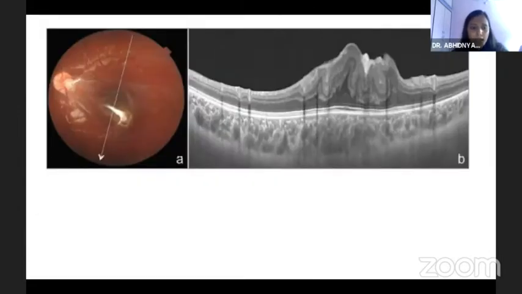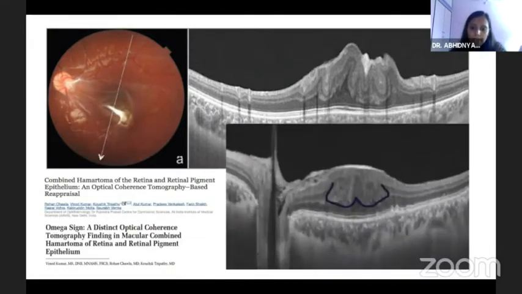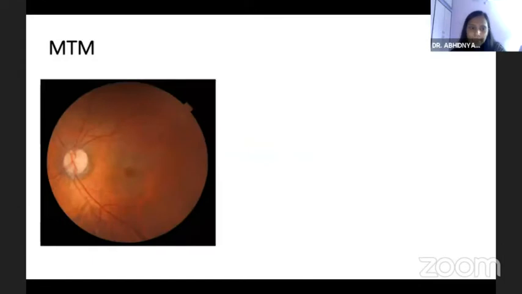Now, suppose that there is a young patient who comes with ERM, and the OCT shows such a picture where there is inner retinal distortion and hyperreflectivity present in the form of a sawtooth appearance and bounded by the outer plexiform layer. This has been termed as omega sign and is a feature of combined hamartoma of the retina and retinal pigment epithelium.